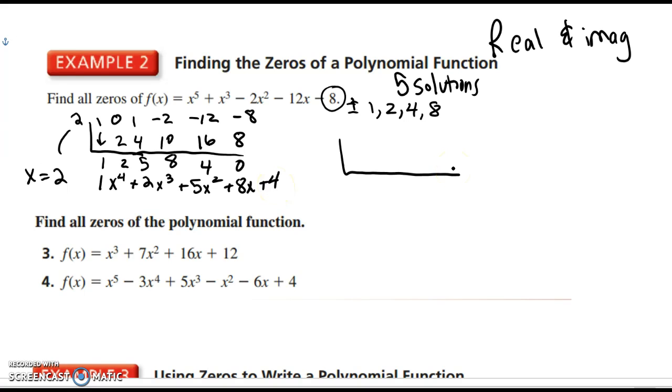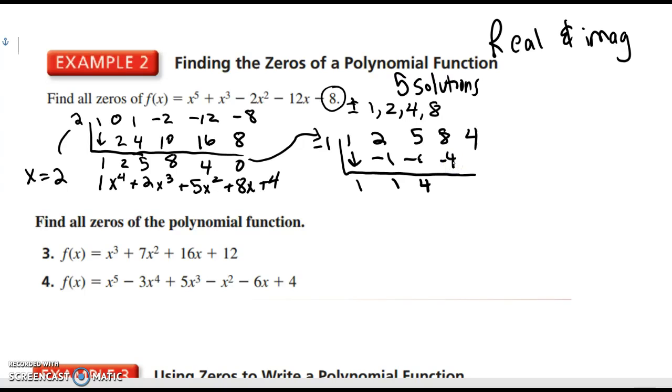Now you can use the same numbers that you finished with. I'm going to use the 1, the 2, the 5, the 8, and the 4. And I'm going to choose another possible number. I kind of already know the answer, so I'm going to give you a hint that we're going to try -1. Carry down the 1 and complete your synthetic division. I will get 0 again. So x equals -1 will be a solution. I got 2 of them.